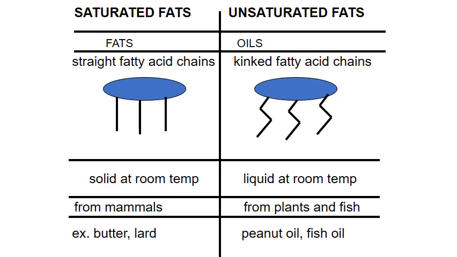So unsaturated fats are going to come primarily from plants and fish, like fish oil or peanut oil or olive oil, whereas saturated fats are going to come mainly from mammals. And that's going to be like lard or like insulation that forms under the skin to keep mammals warm.